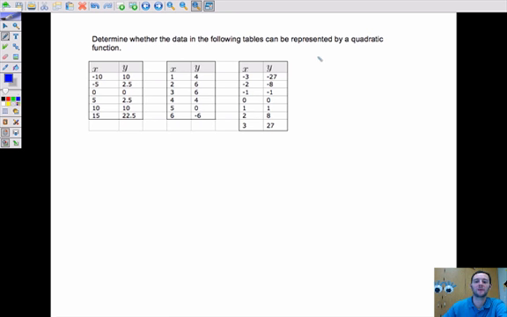Quadratic, if you remember, the big thing about a quadratic is that it's got an x squared somewhere in the equation. So with linear, we expected the same thing to happen every time we went up by 1, and we expected the same rate of change all throughout this table. Okay, that's not going to be the case with quadratic, and I'll show you what will be the case with quadratic. Okay, let's look at this first one.